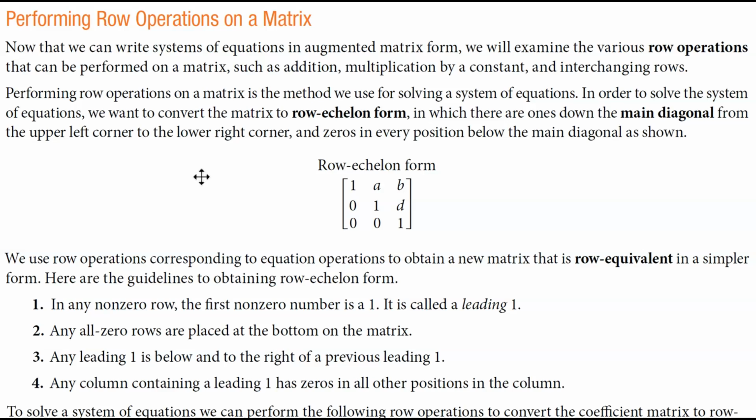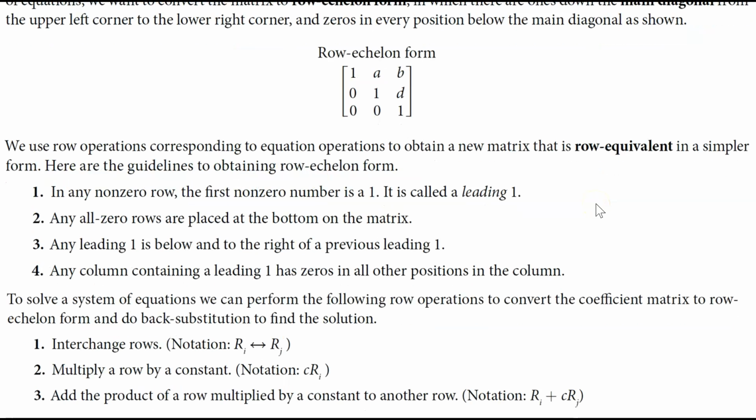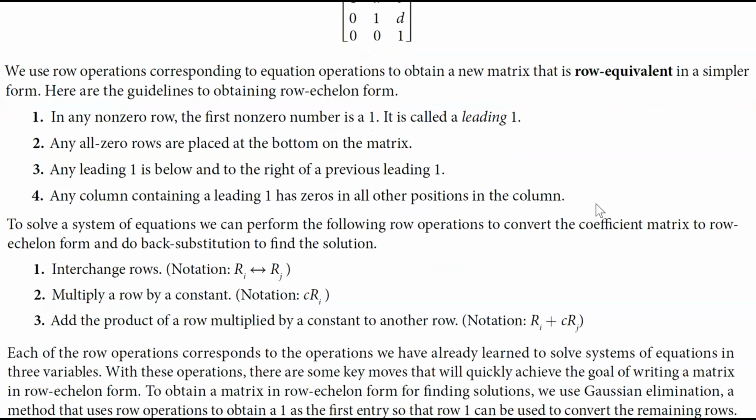In order to solve the systems of equations, we want to convert the matrix to row echelon form, in which there are ones down the main diagonal from the upper left corner to the lower right corner, and zeros in every position below the main diagonal. Now we use row operations corresponding to equation operations to obtain a new matrix that is row equivalent in a simpler form. So here are the guidelines to obtaining row echelon form.